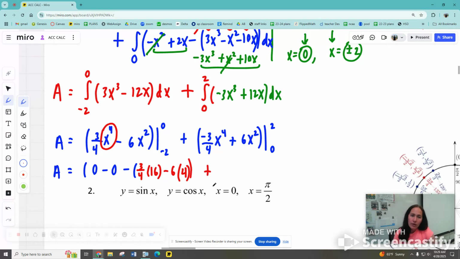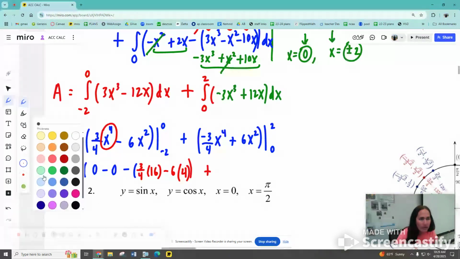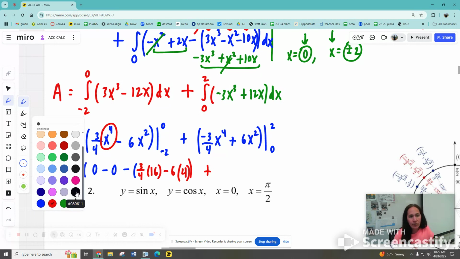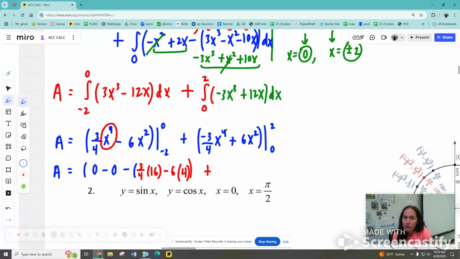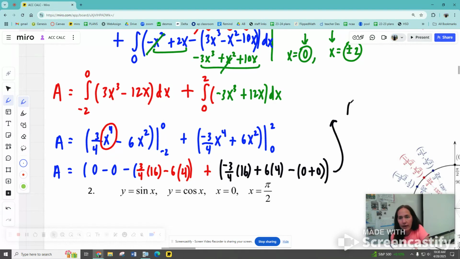integral. Okay, last but not least, let's plug in 2 to the second integral. This will be negative 3/4 times 2 to the 4th, so negative 3/4 times that 16 again. And then plus 6 times 2 squared, so plus 6 times 4, and then I think minus 0 and 0 again. All right, and then getting our answer, area equals 3/4 of 16, so just 12.